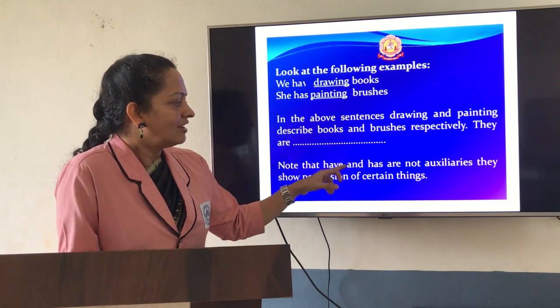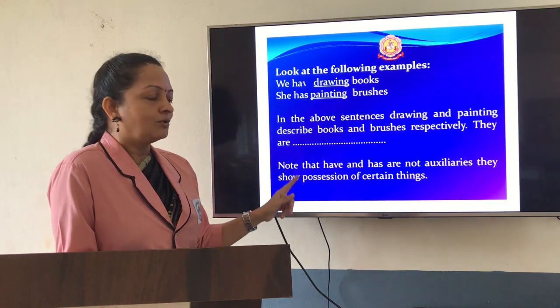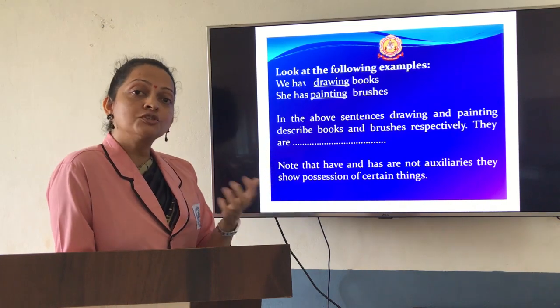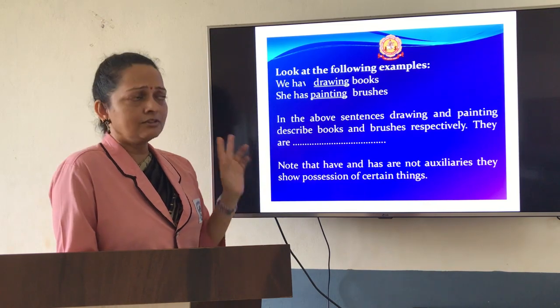Note that have and has are not auxiliaries here. They show possession. I have. She has. It shows possession. So in this case, these are not verbs. Not to get confused.